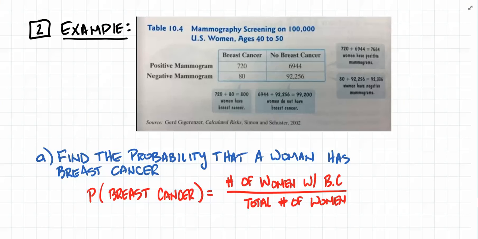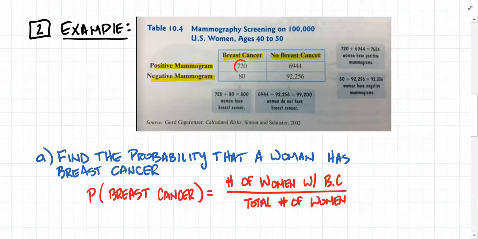Box number 2 is an example taken out of the book. It says Table 10.4, mammography screening on 100,000 U.S. women ages 40 to 50, and they give you a table. So let's try and dissect this table a little bit. Up at the top, they have 2 columns: breast cancer and no breast cancer. On the left-hand side, they have a positive mammogram and a negative mammogram.